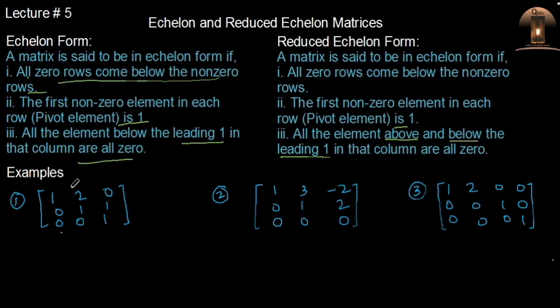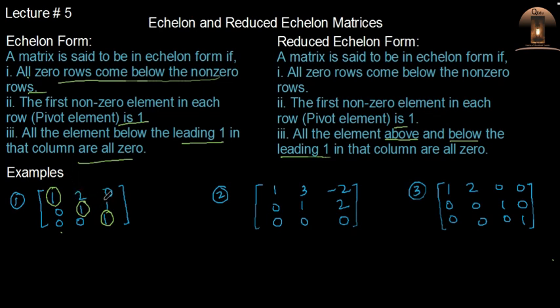Now we see that in the first row the first non-zero element is 1. In the second row the first non-zero element is the second element, that is 1, and in the third row the first non-zero element is also 1. And the third condition is that all the elements below the leading one in that column are 0. So in the first row the leading element is 1, and below that we have all elements 0. That is satisfying the condition also.